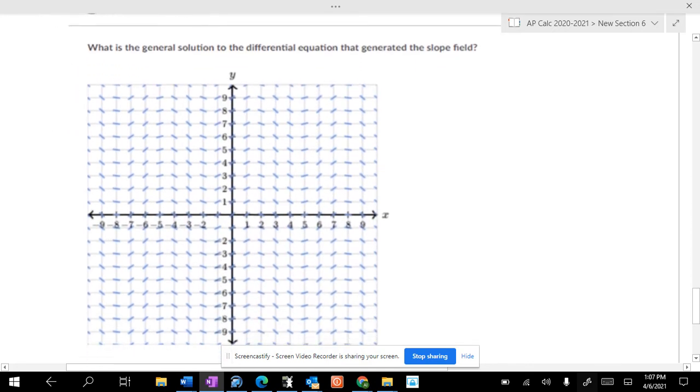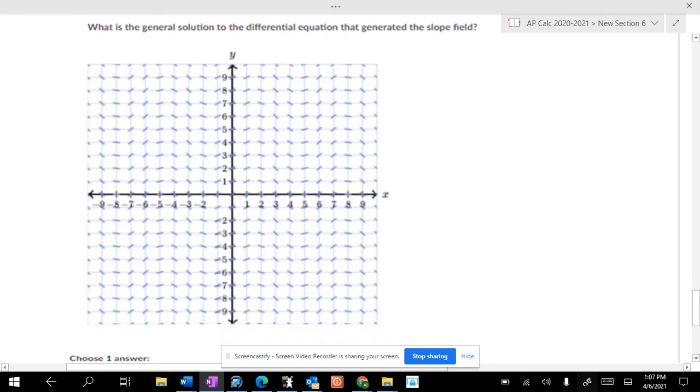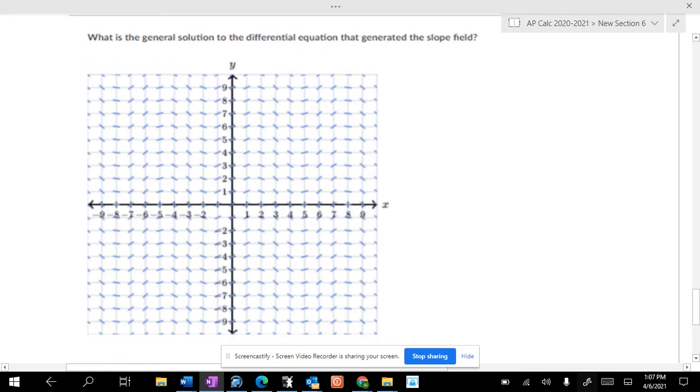Oh, these are on there? A slope field. Now we're looking at this, and I can tell that at 0, when x is 0, the slope is positive. When x is 1, the slope is positive. When x is 2, the slope is negative. When x is 3, the slope is negative. At 4, it's negative. At 5, it goes back to positive again, and so on.